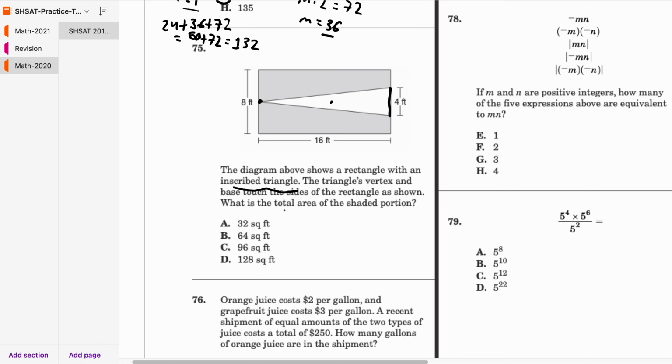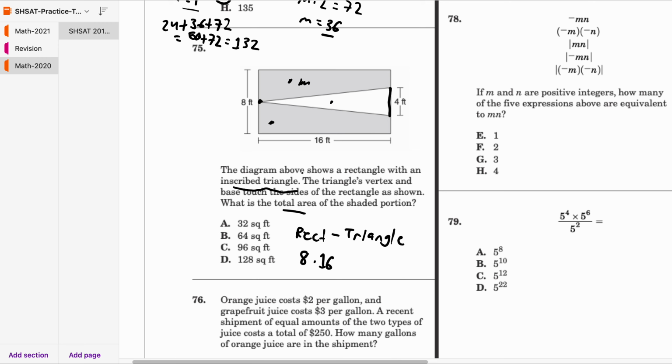And so the total area of the shaded portion, that's this portion right here and this portion. In order to get that shaded portion area, we can take the area of the rectangle and subtract the area of the triangle, right? Because that subtraction is going to yield everything that's in the rectangle except for the triangle, which is the shaded area. So the area of the rectangle would be just its length times its width, right?